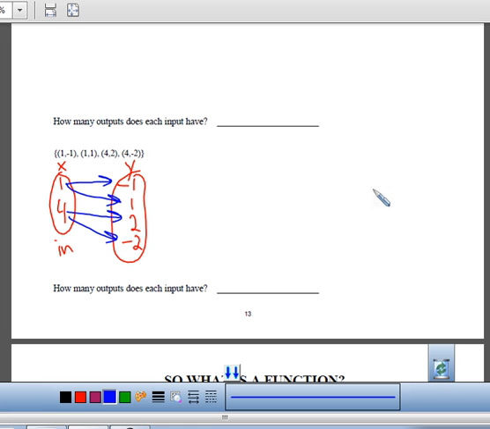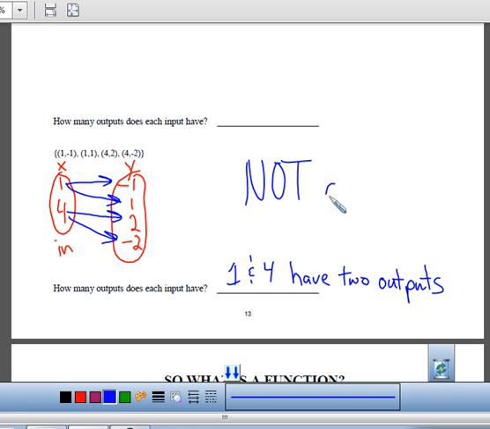Okay, what does that mean? Well, how many outputs does each input have? 1 and 4 have 2 outputs, or more than one. So what does that mean? That means this is not a function.